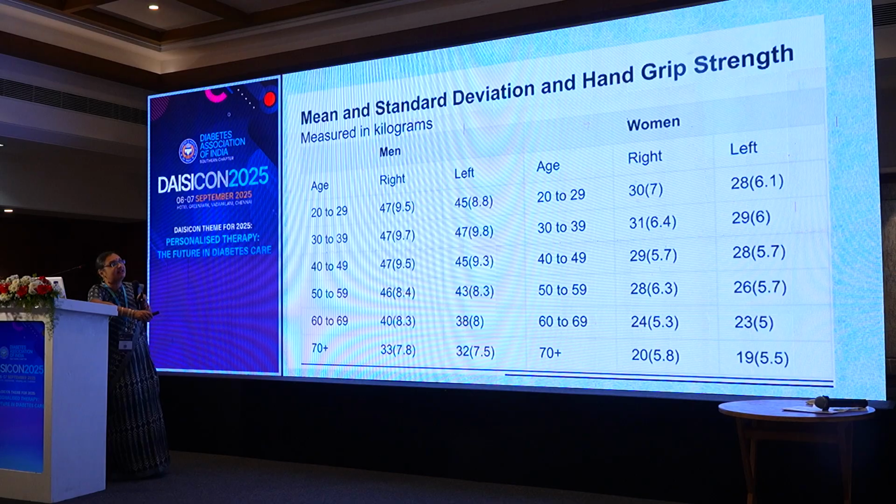standard mean and standard deviations of hand grip strength in all the patients, age-wise. So you can see that in men, it slowly decreases after 70. So almost 40s in men, and in women, it is the right hand I'm talking about, the dominant hand. So 30, 31 like this, around 20s and 30s, and after 70, it automatically reduces to 20. This is the hand grip strength.